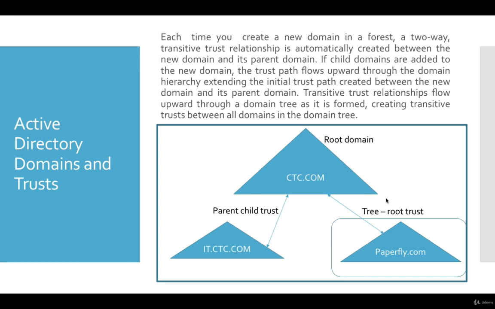Here you can see the root domain is ctc.com and the child domain is it.ctc.com. When this child domain is created, a two-way transitive trust is automatically created. And for the tree root trust, as paperfly.com is a part of the CTC forest, it will also create a two-way transitive trust.